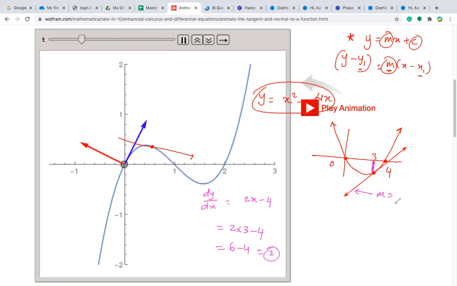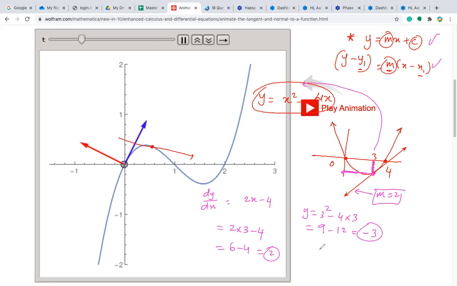So the slope is 2. Now to find the equation, using either of these forms, I require one point through which the tangent passes, and the slope. The slope we already got. The only thing is that you have to find the y value. So input x equals 3 in this equation: y is 3 squared minus 4 times 3, which is 9 minus 12, which is negative 3.